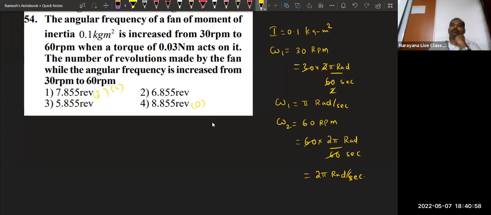So angular displacement we want. What is the angular acceleration alpha equal to? Tau by I. Tau value, how much? Tau equal to how much?